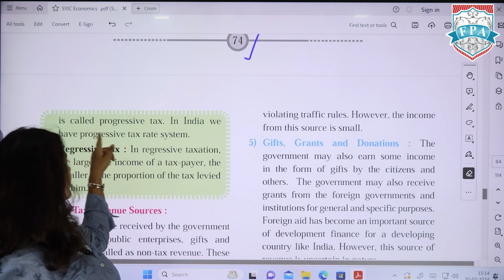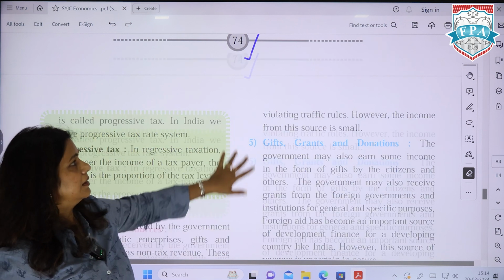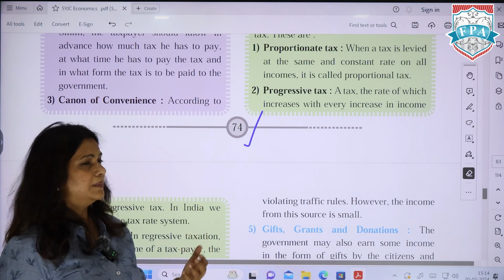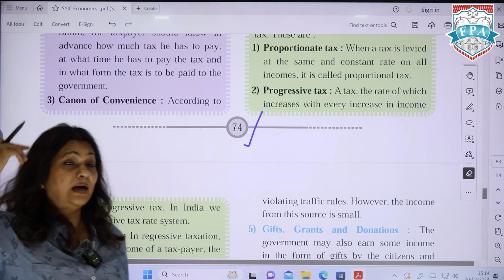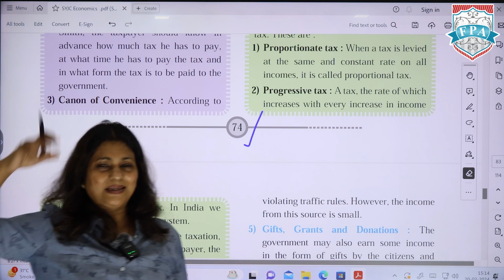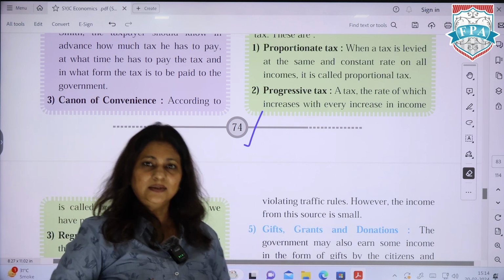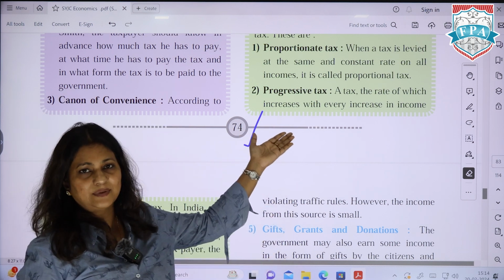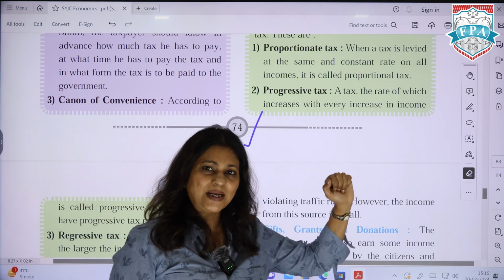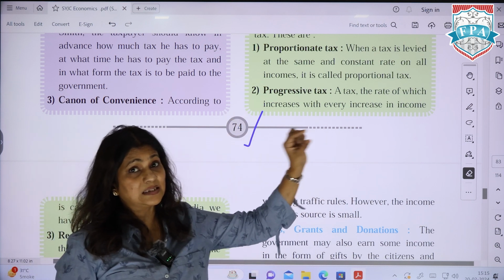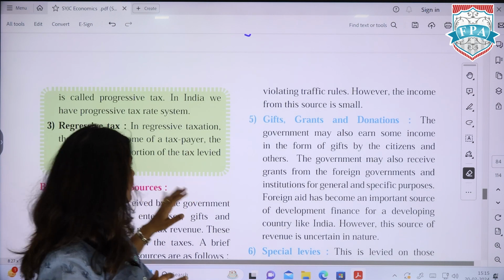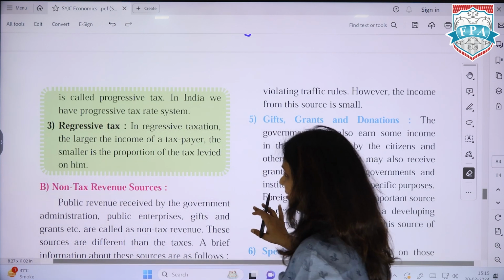In India, we follow progressive tax, or you can say that, although I don't believe that our taxation system is completely progressive, because I believe that after a particular slab, each one of us is paying a constant rate of tax. But yes, we are following a progressive tax system in our country. That is, as you keep on earning more, you keep on paying more tax. Proportionate is everybody pays the same constant rate of taxes for all kinds of income. And in regressive, the higher the income you earn, the lower the taxes you pay.